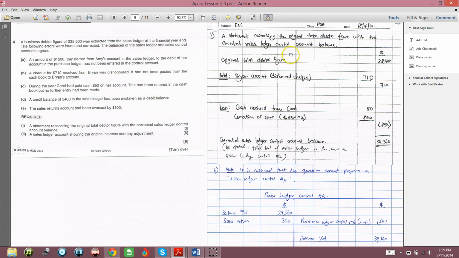Because this is a debtor figure, right? So you have added to the debtor figure. So you should have minus. So now you should minus twice, right? So less 400 times 2, 800. Okay, so this one, add this one, minus this one. So the corrected sales ledger control account figure is 38,600.